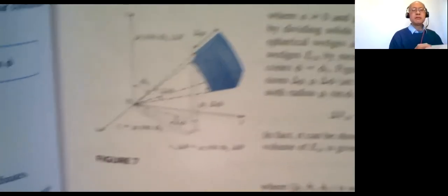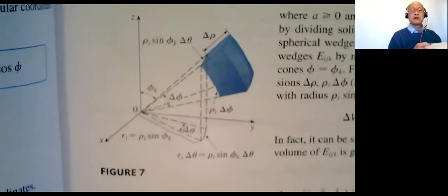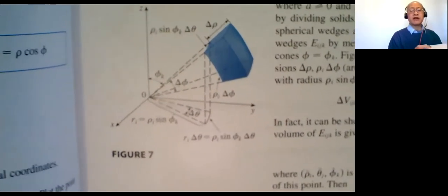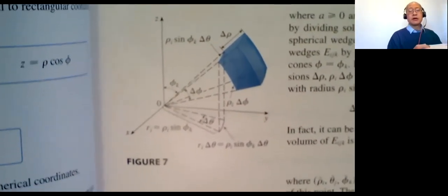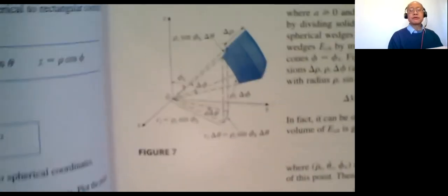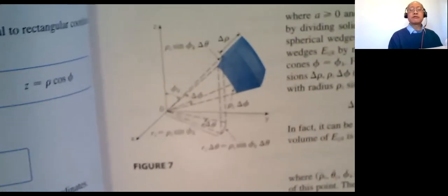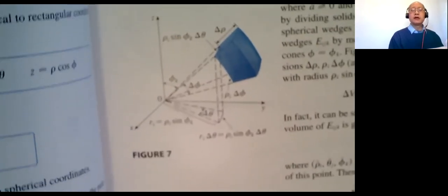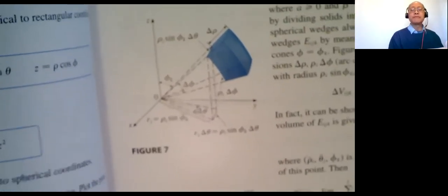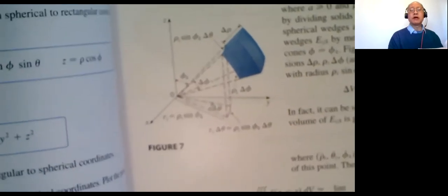So here's the little delta V this time. That's the spherical wedge that they have. Now we know how to find the volume of a box, length times width times height. And you look at it and say, that doesn't look like a box. That's right. But again, the same idea: if delta rho, delta theta, and delta phi are very, very small, it looks more and more like a true box where I can use length times width times height.